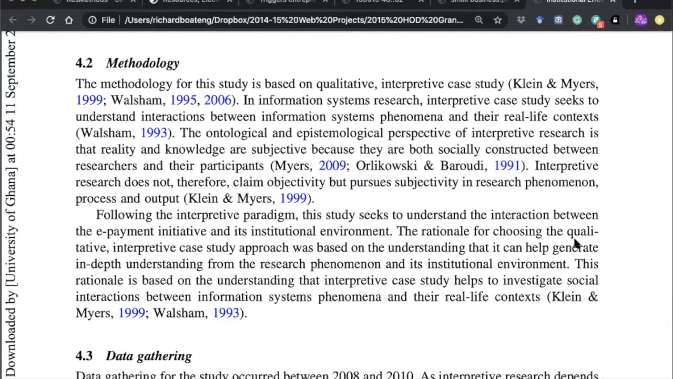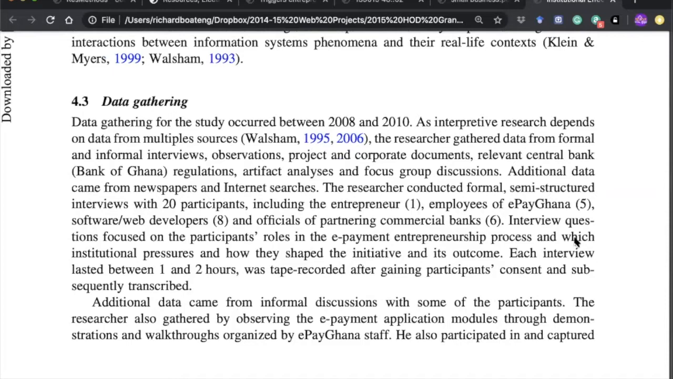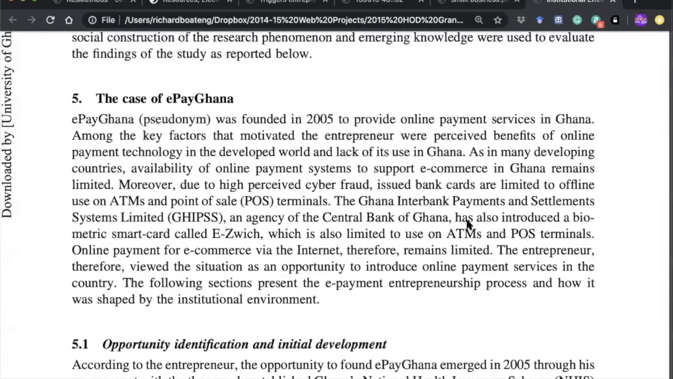So when he begins, he starts by getting into the data gathering, in which he uses interpretive philosophy principles to guide the choices he's going to make. And he goes on to talk about what he did in the case study. I don't want to get into talking about case study design. I just want us to look into the analysis.